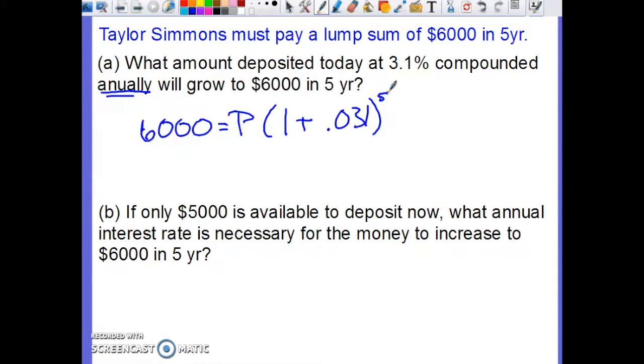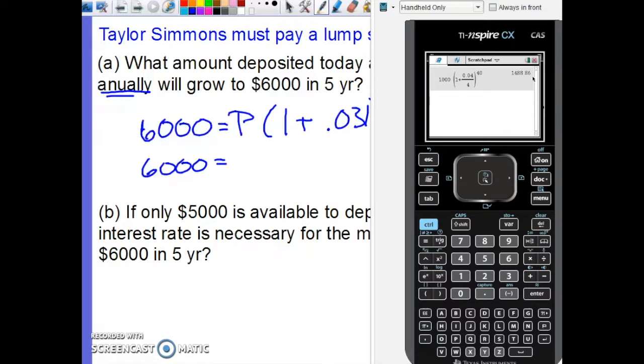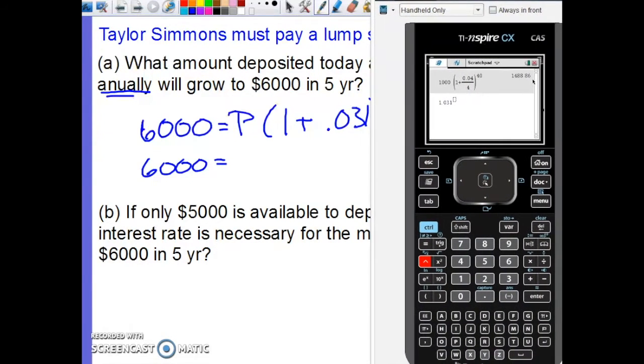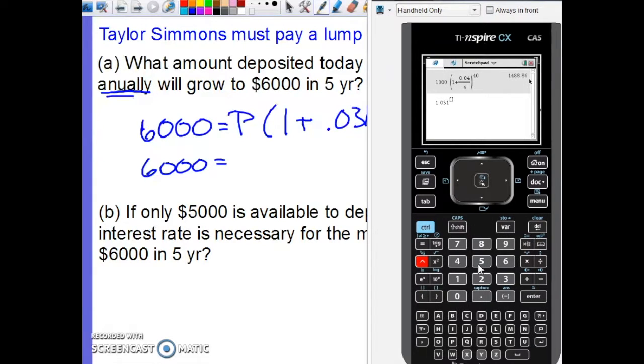So if you look, this is going to be a pretty, hopefully, simplistic problem. We're just going to simplify what's here, and we're going to have that times P. So we're going to have 6,000 equals, let's bring out a handy-dandy calculator. We're going to do 1.031 raised up to the 5th power. Let me just bring this back into the screen. And that's going to give us, well, not our final answer, but it's going to give us an answer here of 1.1.